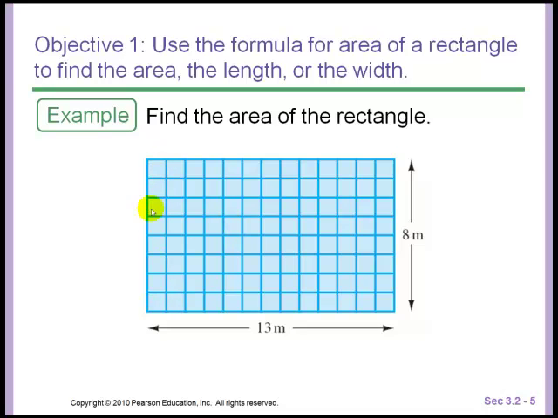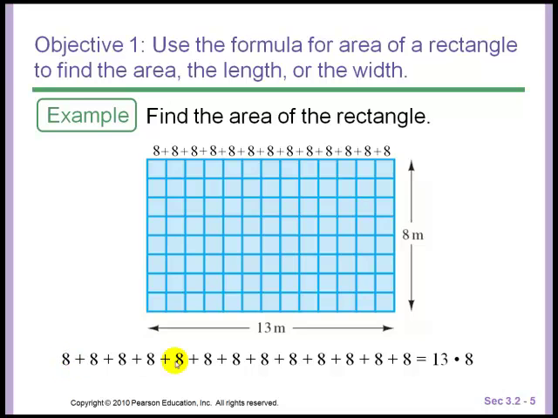I know in this one column there's 1, 2, 3, 4, 5, 6, 7, 8 blocks. This one's also going to have 8 blocks, as is this one, as is this one. In fact, every single column is going to have 8 little squares in it. There are 13 columns. So if I add 8 to itself 13 times, that is the same as saying 13 times 8. That is why the area of a rectangle is found by multiplying the length times the width. That's just a shortcut way of counting all of these little 1 by 1 squares that fill the space.